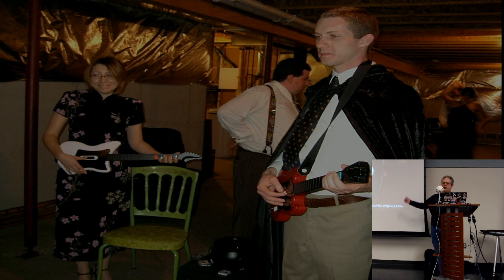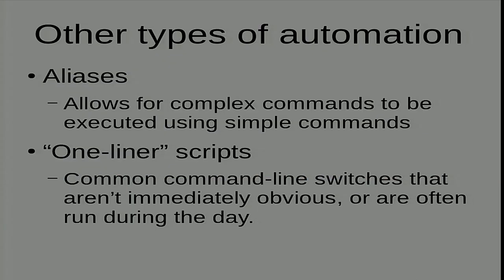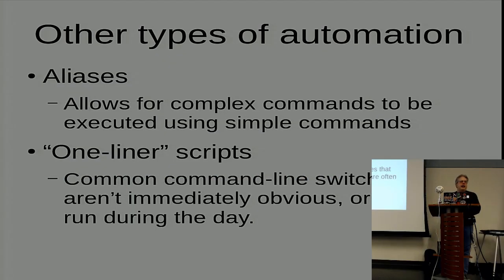Let's talk about a little more of the informal stuff, other types of automation that we may not necessarily think of as automation. Aliases. I can't tell you how many times I've created an alias for something in my day-to-day work that allows me to do something so I don't have to type in these 10-cylinder commands. So take advantage of aliases. A lot of the different shells have some kind of an alias to them. Definitely something to really check out.